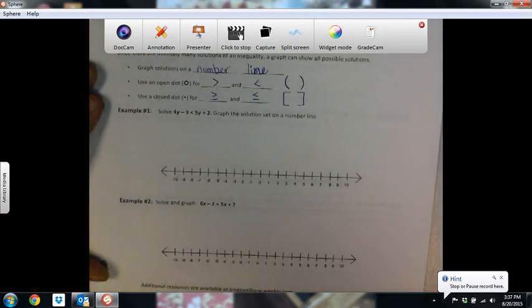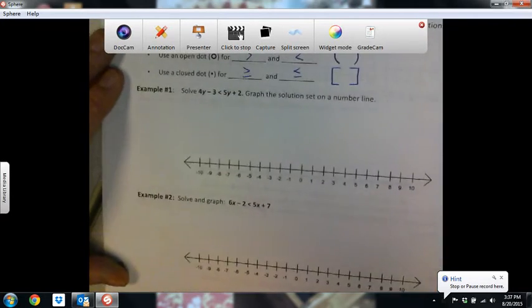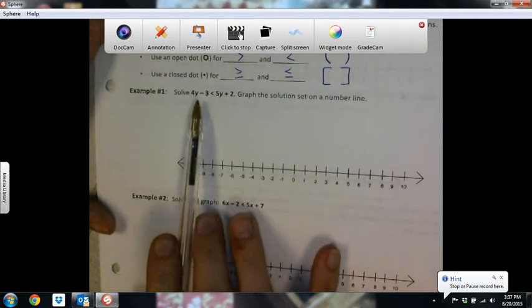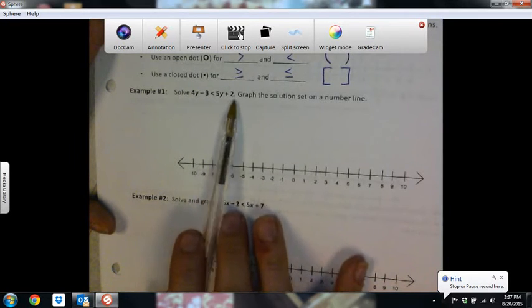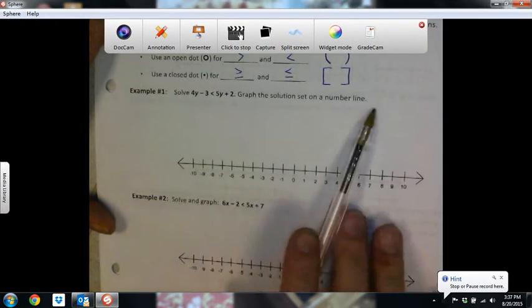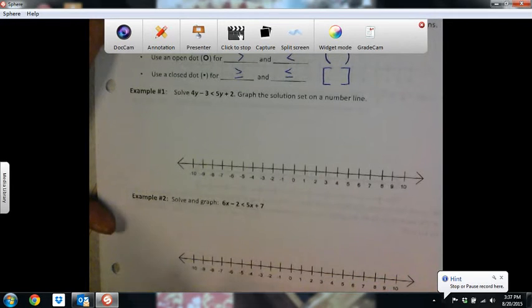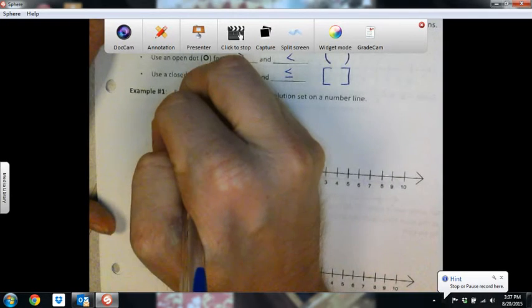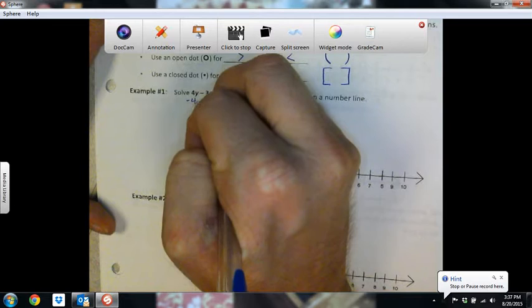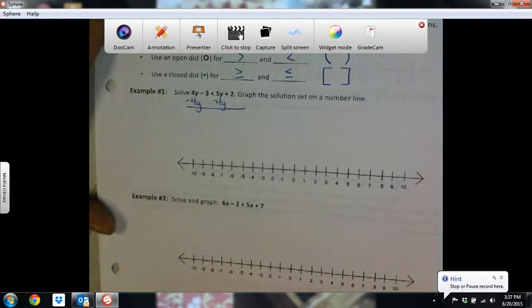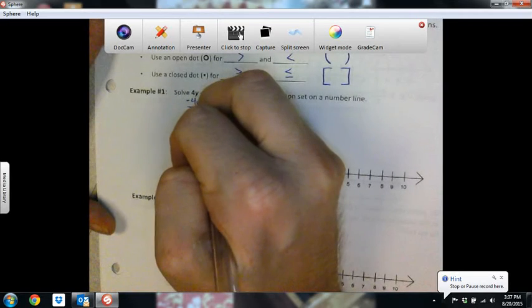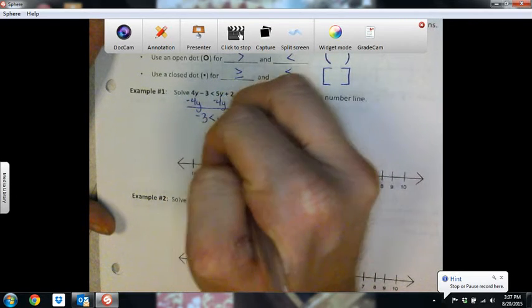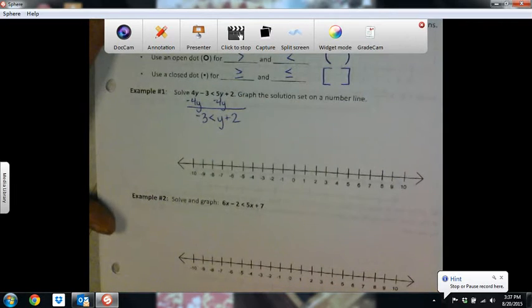So let's take a look here at example number 1. Example number 1 says 4y minus 3 is less than 5y plus 2, and they want us to graph the solution on a number line. So the first thing I'm going to do is solve this just as if there were no inequality, that there were an equal sign right here instead. So the first thing I would do is subtract 4y. I'm subtracting something. As long as I'm not multiplying or dividing, I don't have to worry about that switching the inequality problem. So I've got negative 3 is less than y plus 2.